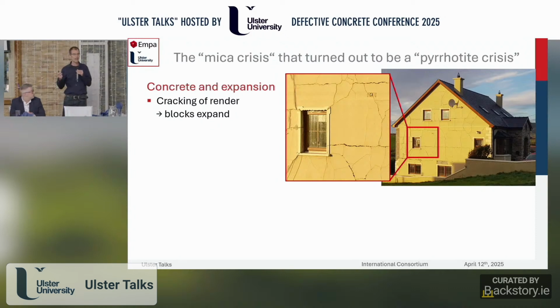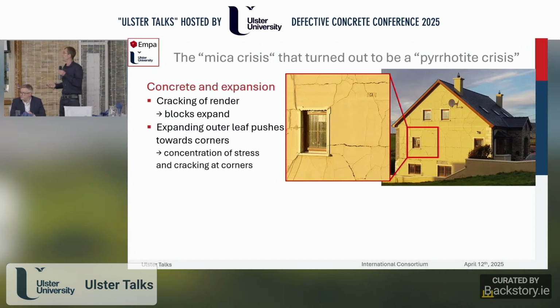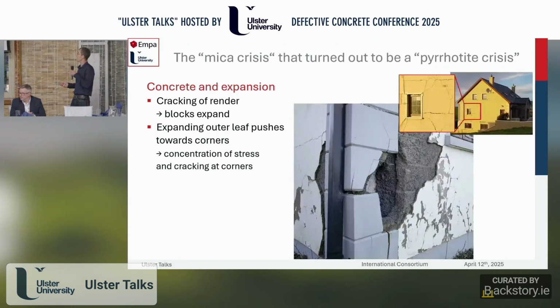And when the blocks in the outer leaf expand, they push towards the corners. And that's why the stresses accumulate in the corners. And at the end, the cornerstones will fall off. It's just the expanding blocks, okay?